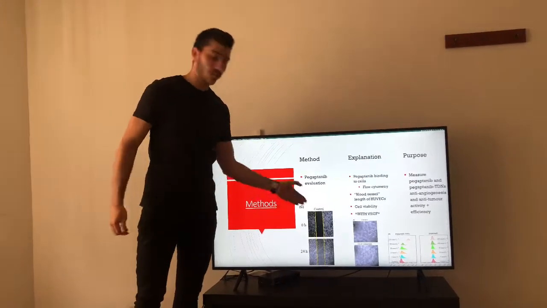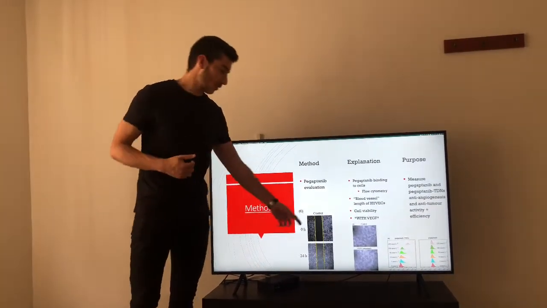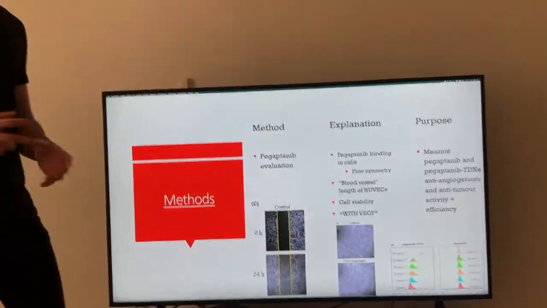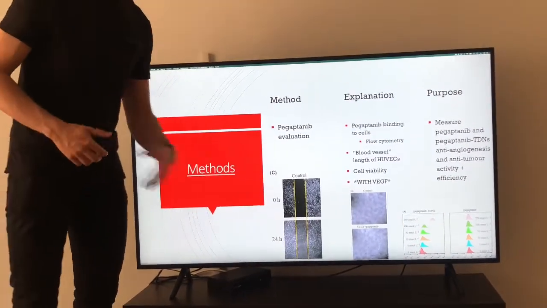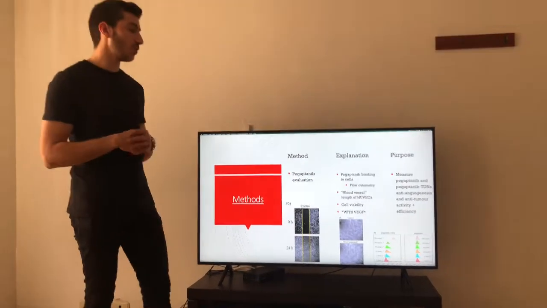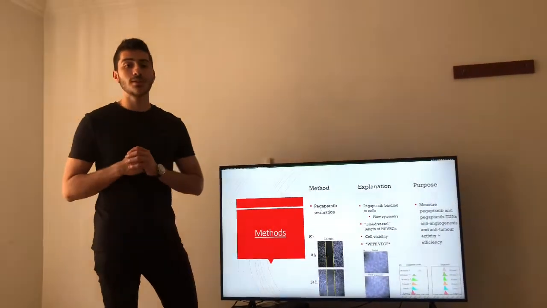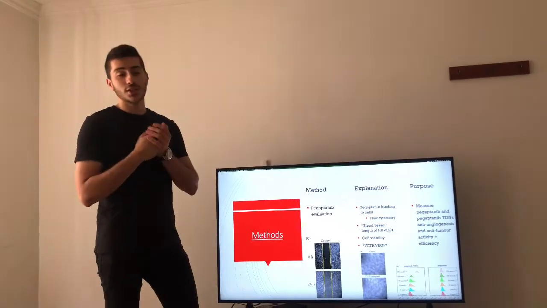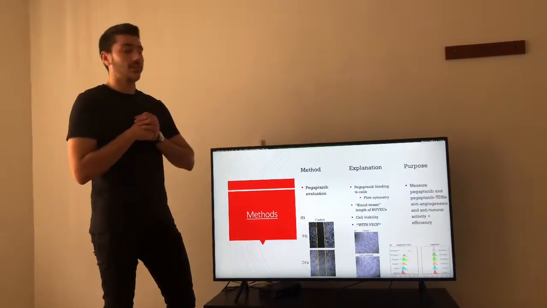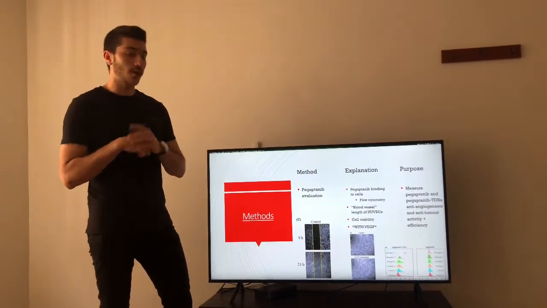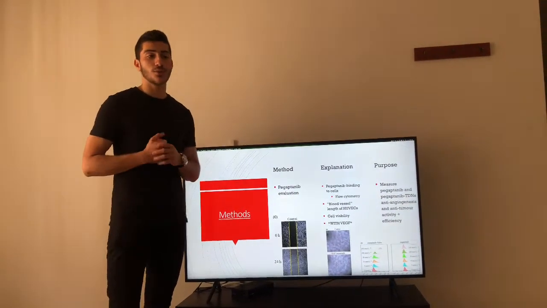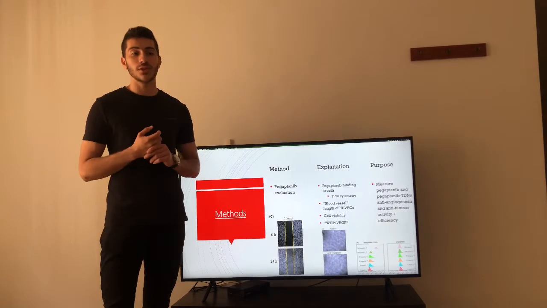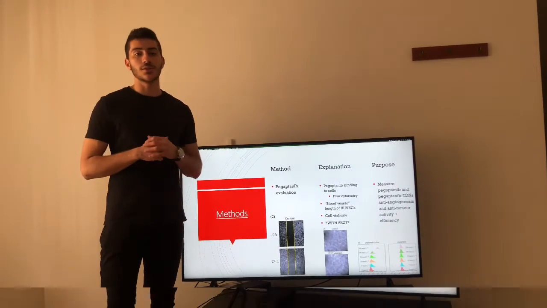In this image, the one on top is simply the cells, represented with white dots, without the pegaptanib, and the one below shows the cells with pegaptanib, which are much fewer. The purpose of this was simply to measure the anti-angiogenesis and anti-tumour activity of pegaptanib and pegaptanib-loaded TDNs, and the efficiency of all of them. Another thing that has to be mentioned is that all of the cultures in these images were exposed to vascular endothelial growth factors in order to increase their growth.